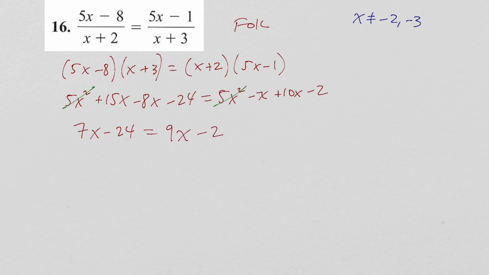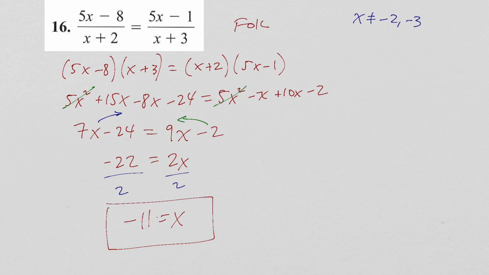I like moving my x's to the side that makes it positive, so I'll move my 7x over by subtracting. 9x minus 7x is 2x. And I'll move my negative 2 over by adding. Negative 24 plus 2 is negative 22. Now I'll divide by 2, and I'll get x is equal to negative 11. And neither of these are my restricted values, so this answer is fine, and I circle it.